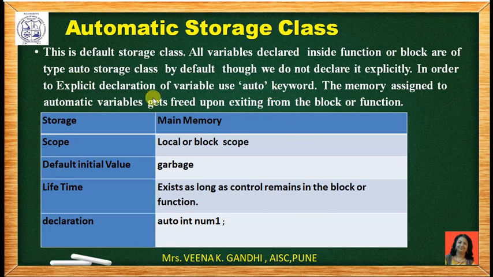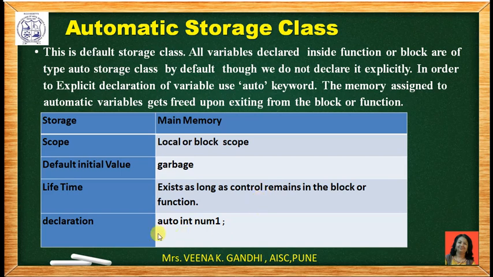Now these variables declared by using auto storage class are stored in main memory. So storage is main memory, and they have local scope or block scope. The default initial value is garbage. The lifetime of this variable exists as long as the control remains in the block or in the function. As the control goes out of the block or the function terminates, these variables are destroyed. The memory of these variables is deallocated.